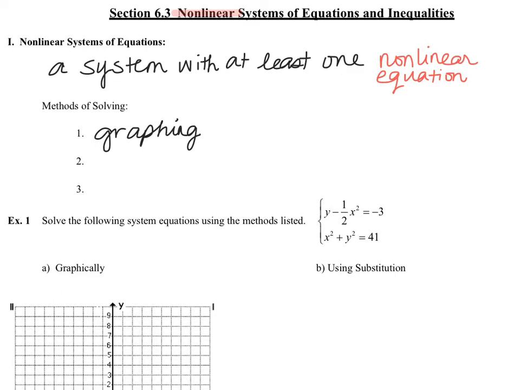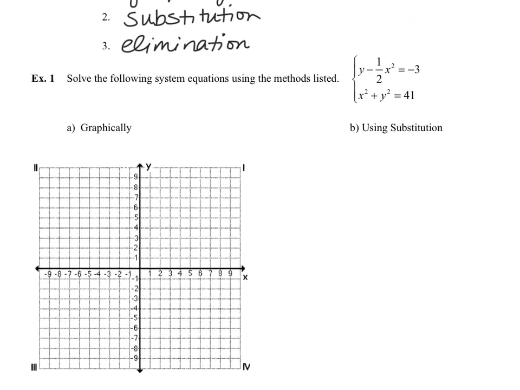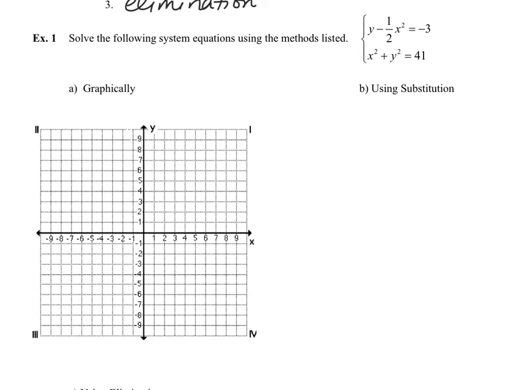or using Desmos. But if we're wanting to look at algebraic methods, then that means we will be using either substitution or elimination. So substitution and elimination are what we consider our algebraic methods of solving systems of equations. And remember, elimination is sometimes referred to as the addition method as well. Those are interchangeable. So let's look at the following system, and I'm going to demonstrate how we can solve this system using all three of these methods.